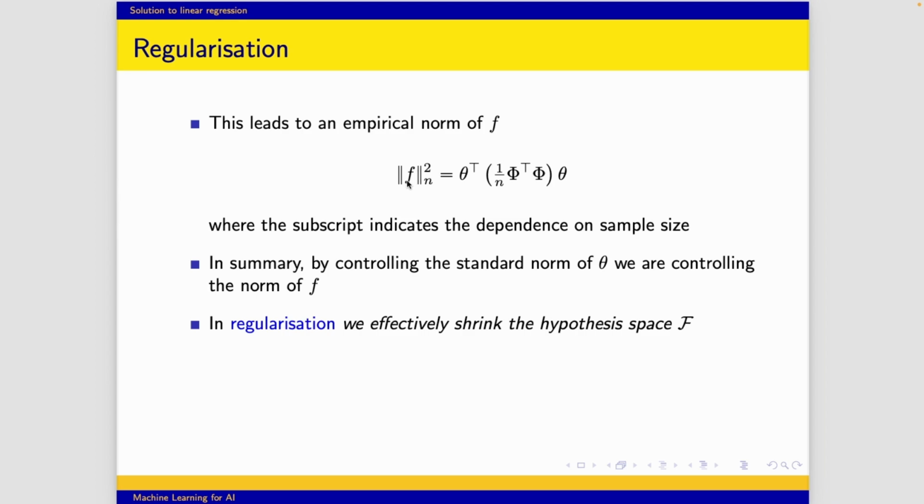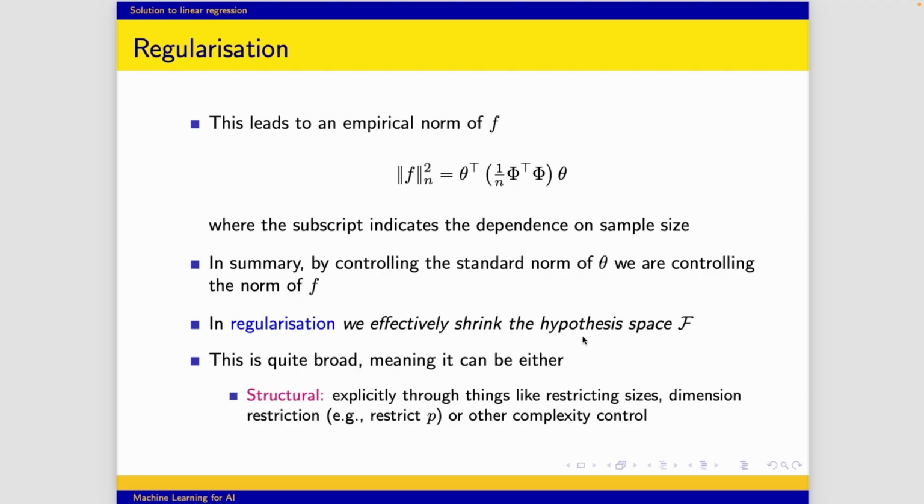Now, what do we do in regularization? Let's now speak more broadly about regularization before we focus on norm control, which is what we're going to do, and it will lead to ridge regression. In regularization, we shrink the size of this hypothesis space. We restrict it in some way. We shrink its size. How can we do that? Because this is a very broad framework, regularization.